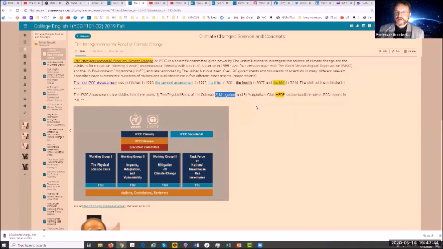And then adaptation means you can't really stop it or slow it down. You're just going to have to go with the flow. And that is, how are we going to go with the flow? And so there are these three. If you're looking at solutions, you're probably mostly interested in these. If you're looking at science, you're more interested in this.